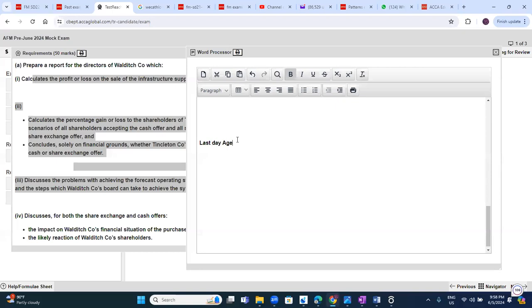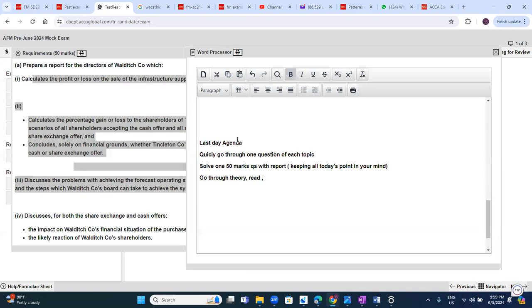Last day agenda. Quickly go through one question of each topic. Solve one 50 marks question with report, keeping all today's points in your notes, and then go through theory.